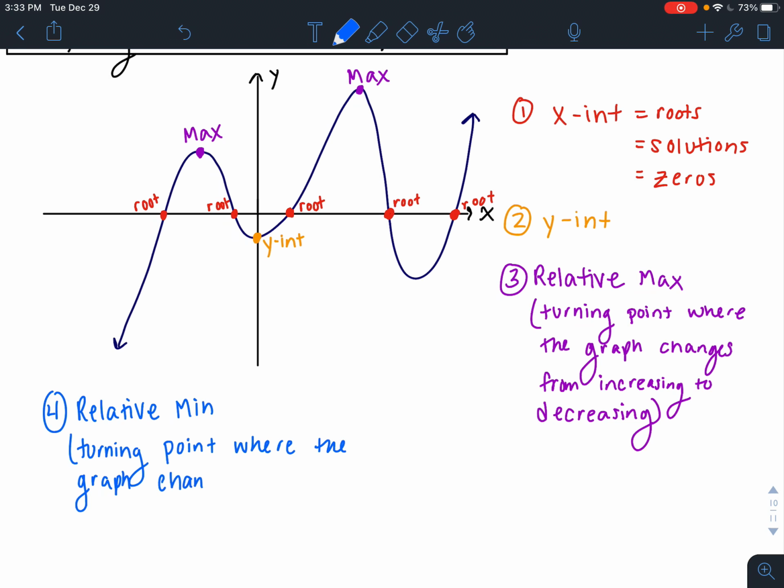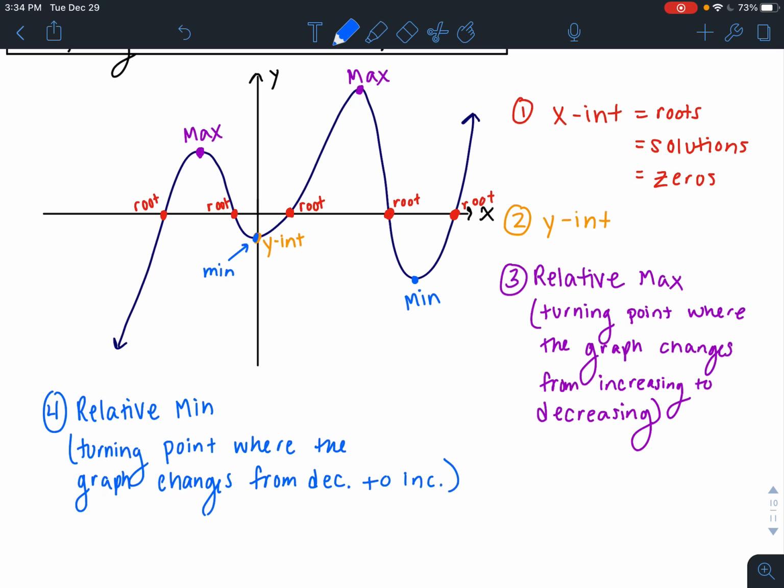Just going to abbreviate here. Whoops, and I have the order wrong because I'm looking at my increasing one. So from decreasing to increasing. So I have a minimum over here because it's the bottom turning point, and my graph is going from decreasing to increasing as we move from left to right. And then I actually have a second minimum over here at my y-intercept. So this is also a relative minimum here.